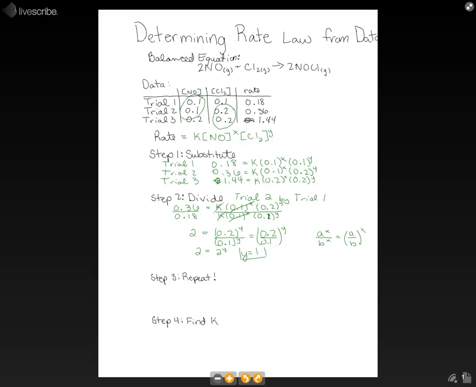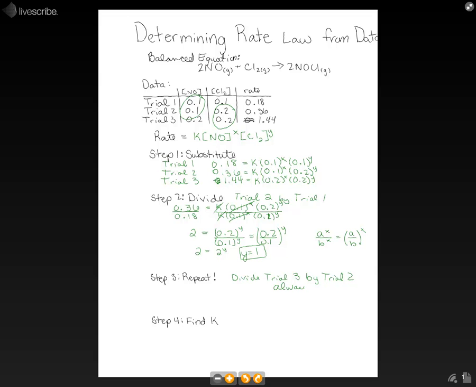These are usually fairly simple because you usually get whole numbers for your x and y values, although you can have decimals in more complicated reactions. But for what you're doing, whole numbers will be mostly what you get. Now we're just going to repeat this process using just trials 2 and 3 so that we can figure out what our x value is going to be. So we're going to divide trial 3 by trial 2.